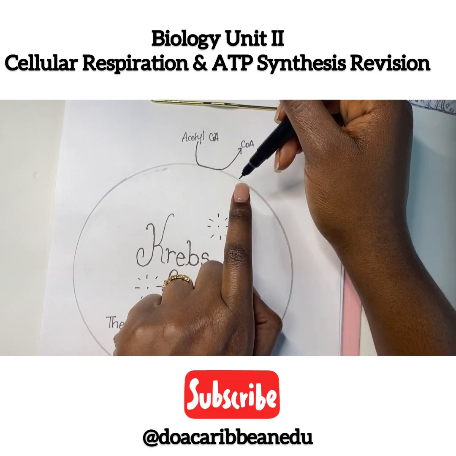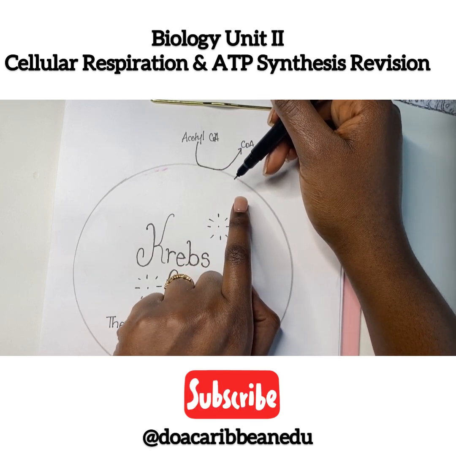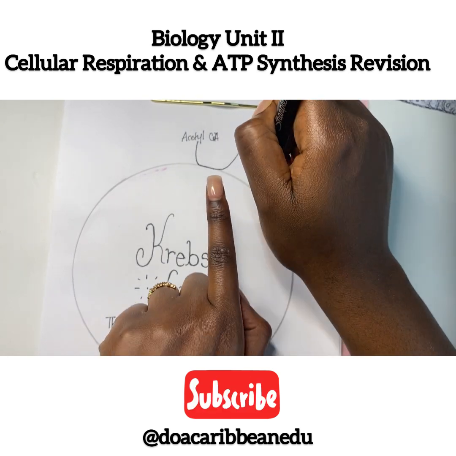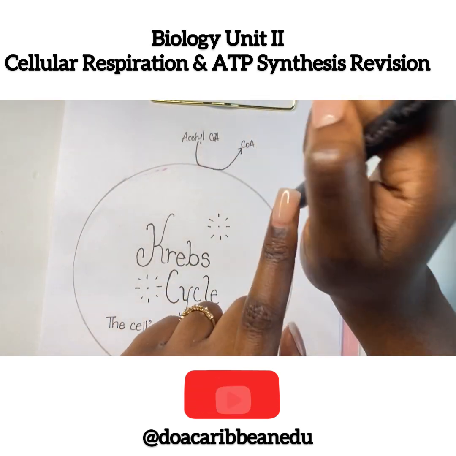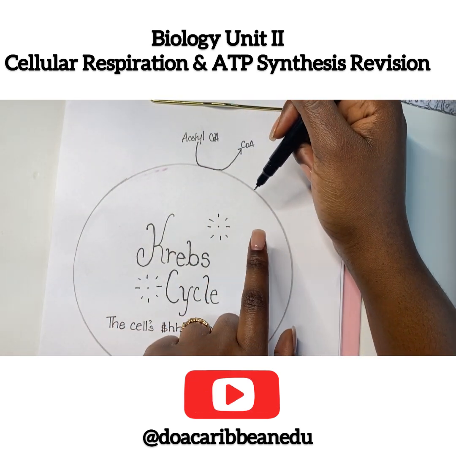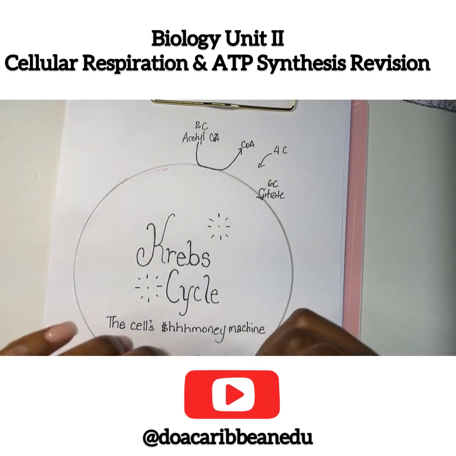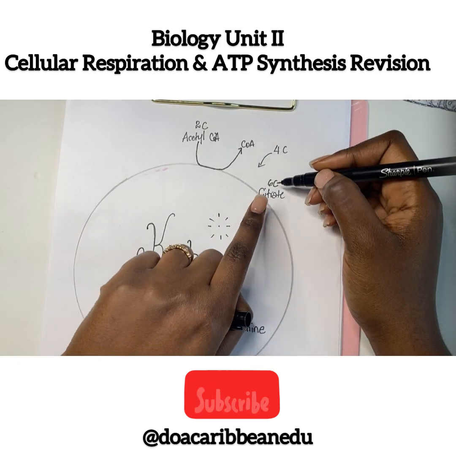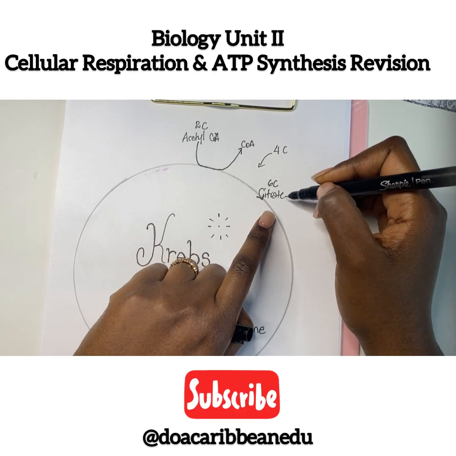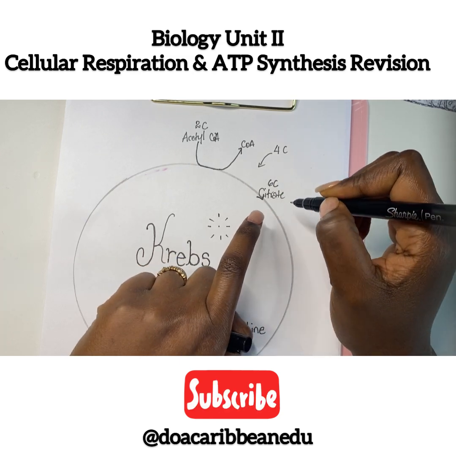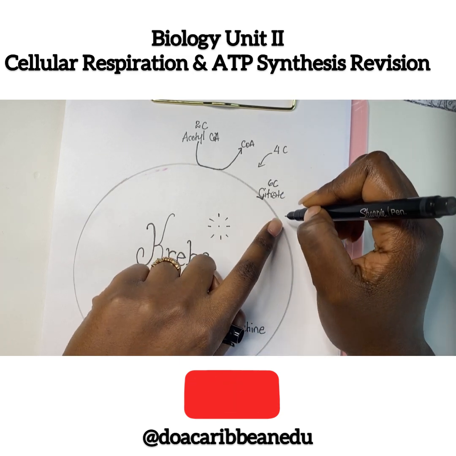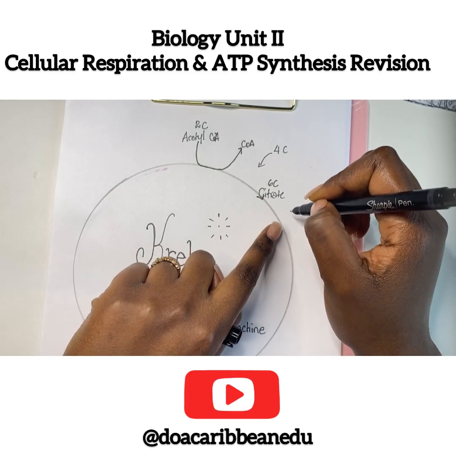called oxaloacetate to form a 6-carbon molecule. And we call this 6-carbon molecule citrate. Now, this 6-carbon citrate molecule is transformed into its isomer, isocitrate.